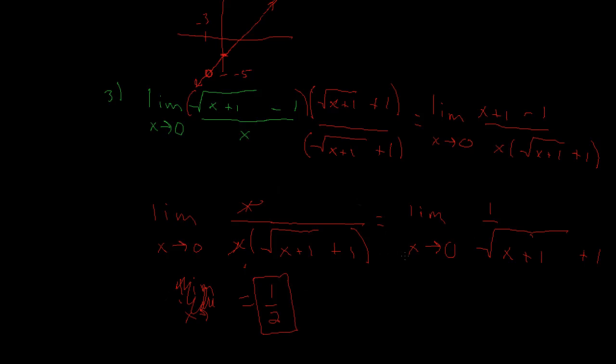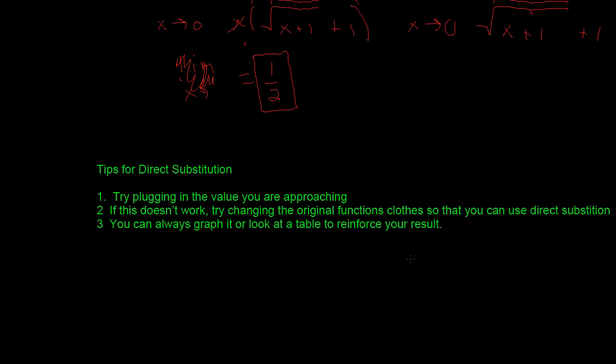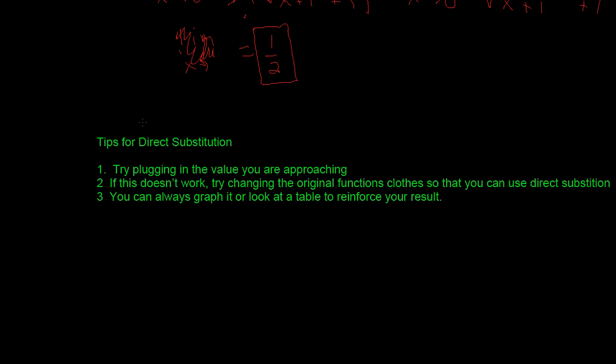And there's your limit. Okay, so some tips for direct substitution. You can read right here the tips. I always try plugging in the value right away, and if that doesn't work, try changing the original function's clothes. Make it into something that's equivalent, but just looks a little different, so that you actually can use direct substitution. And always remember that you can graph, or you can look at the table to help you confirm what your limit actually is. And if you don't know how to do that, you can go back to the previous videos to see how we evaluated a limit graphically or numerically.